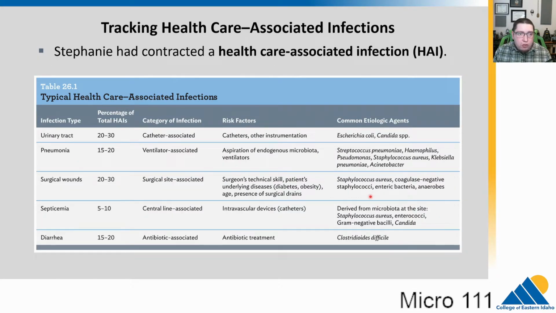So in our case study, obviously, Stephanie has likely contracted a healthcare-associated infection. There are several common causes of these. We have different infection types.